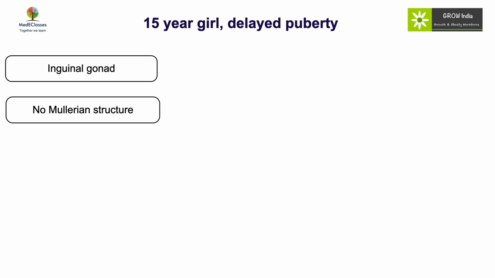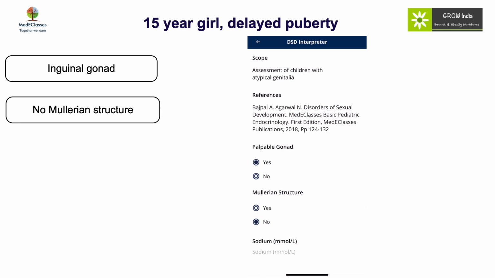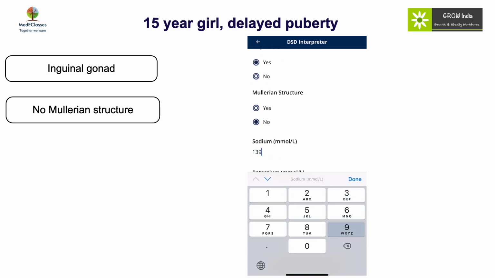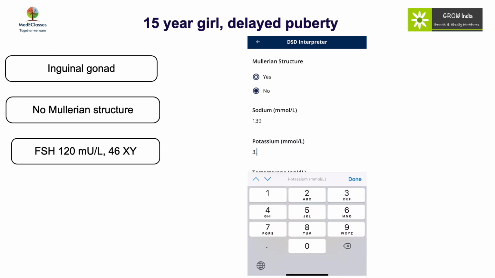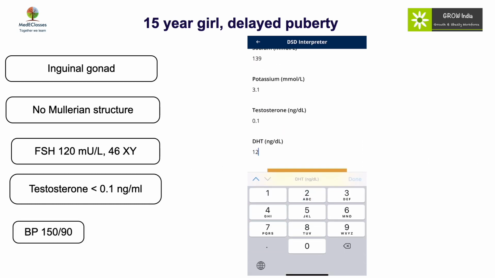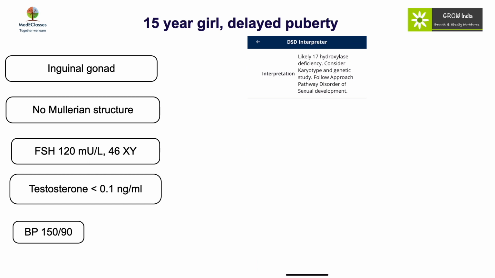A 15-year-old girl with delayed puberty, again highlighting individuals who present late with DSD, inguinal gonads and primary amenorrhea. There were no Mullerian structures. So if we put it in our app, you talk about palpable gonad being present and no Mullerian structure. The questions are mainly about electrolytes. So this was an XY DSD, and the testosterone levels were extremely low. The next vital question in this scenario is the blood pressure and potassium, and here there was hypertension and there was hypokalemia as indicated, and this suggested the diagnosis of 17-hydroxylase deficiency.